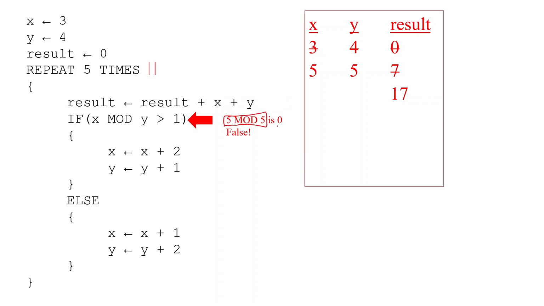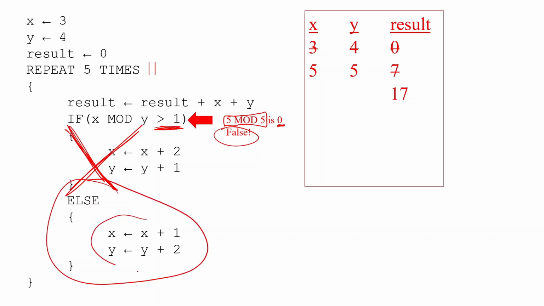5 mod 5 is 0. There's no remainder when you divide 5 and 5. And because it's 0, is 0 greater than 1? No, it's not. That is false. And because that's false, that means that this if statement gets skipped and I run the else statement here. So I'm going to run these 2 lines of code here.